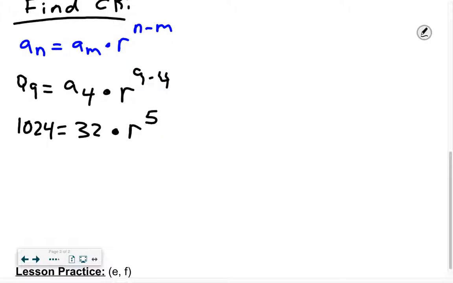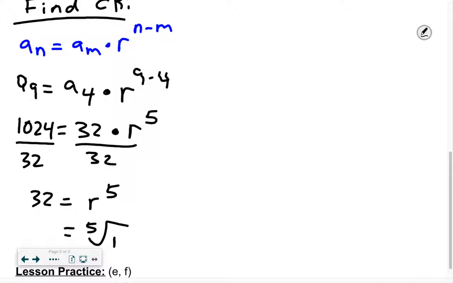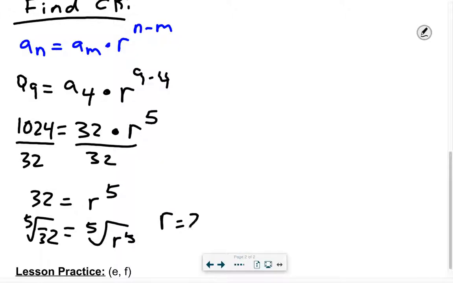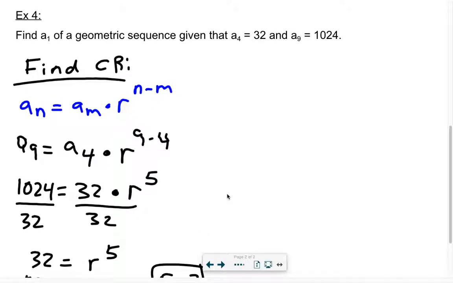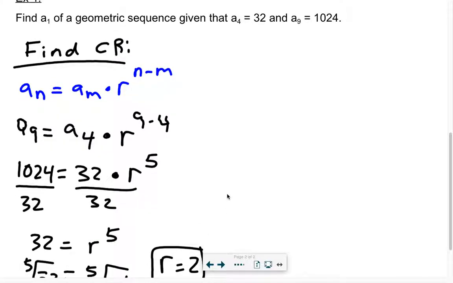Help me out. 1024 divided by 32. It's 32. And how do I get rid of the exponent of 5? Not square root, but the fifth root, correct? Therefore, what's the fifth root of 32? 2. Very good. So your r value is 2. We are just about done. So we have now found the common ratio. We plugged in both of those and found it to be 2.